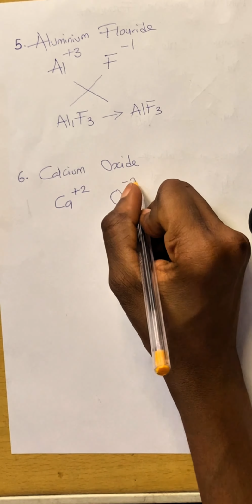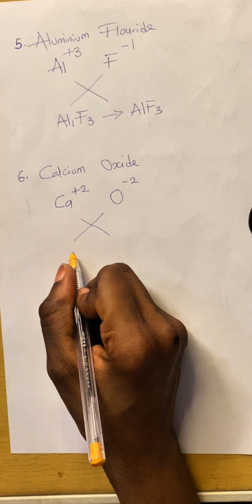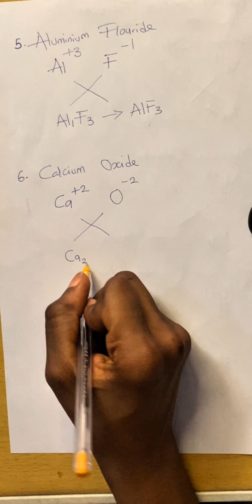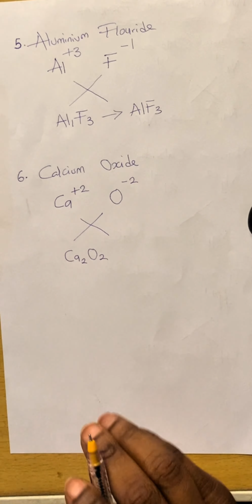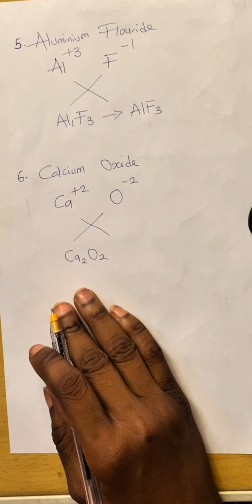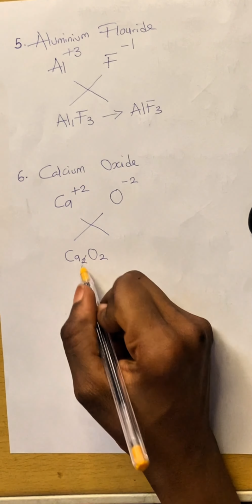Okay, so because they have 2, we're going to swap valencies as usual. So obviously it's going to be Ca2O2. Now, if you look at this compound, 2 can break down 2. So 2 here 1, 2 here 1. So our formula for calcium oxide is Ca1O1. But remember, I said that in chemistry we do not write 1. So our formula is simply CaO.